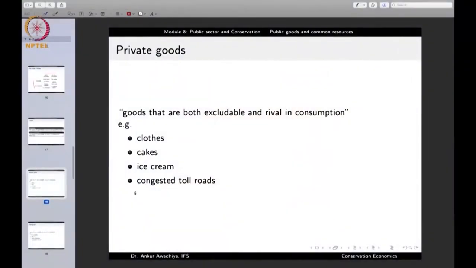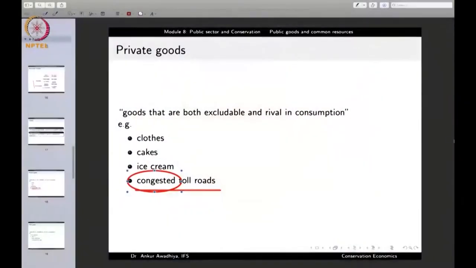Another example is congested toll roads. Now, because the road is congested, it means that if one more vehicle gets inside, if I take my vehicle inside this road, then it becomes a rival in consumption because you have less of the road available for use. So essentially, if I get into this road, your speed also reduces. So the more I use this road, the less it is available for others. And so it is a rival in consumption.